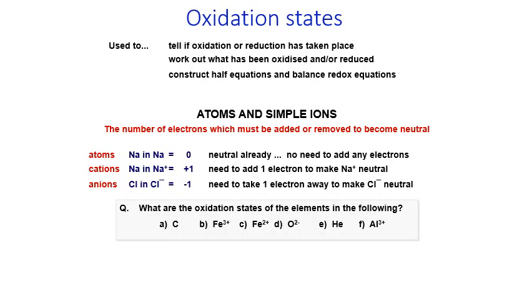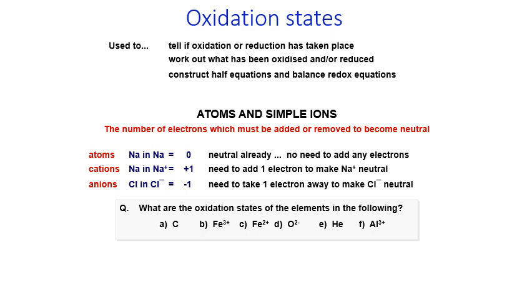So how do we work out oxidation states? Well, they're essentially used to tell us if oxidation or reduction has occurred in a redox reaction, and you can work out therefore what's oxidized and reduced, what are the reducing agents, which are the oxidizing agents, and construct therefore half equations and balance redox equations. The number of electrons which must be added or removed to become neutral is an example of an oxidation state. So for atoms which are already 0, you don't have to take away or add electrons, so atoms have an oxidation number of 0.